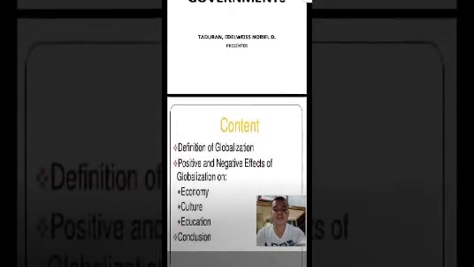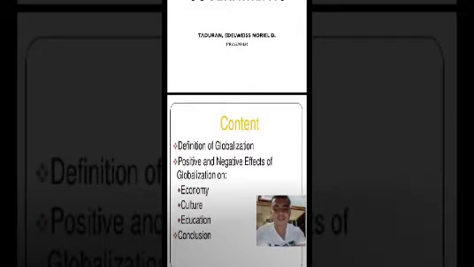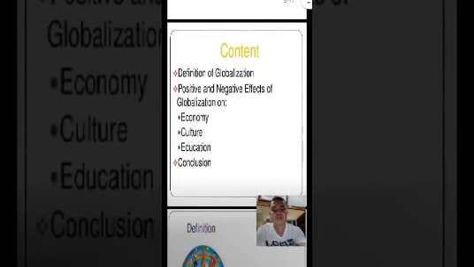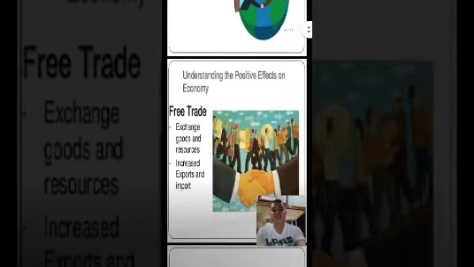So there are lots of contents: the definition of globalization, and also the positive and negative effects of globalization on governments, the economy, culture, and education. So, the positive effects on the economy: free trade, exchange of goods and resources to increase exports and imports.